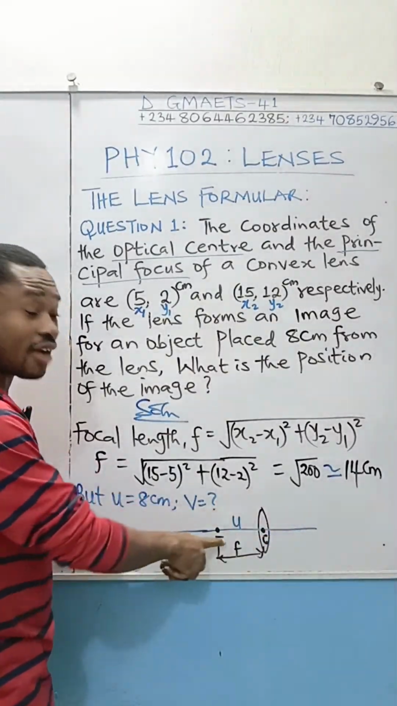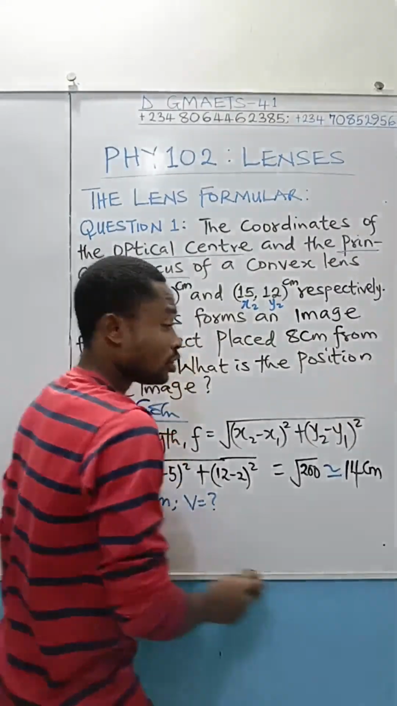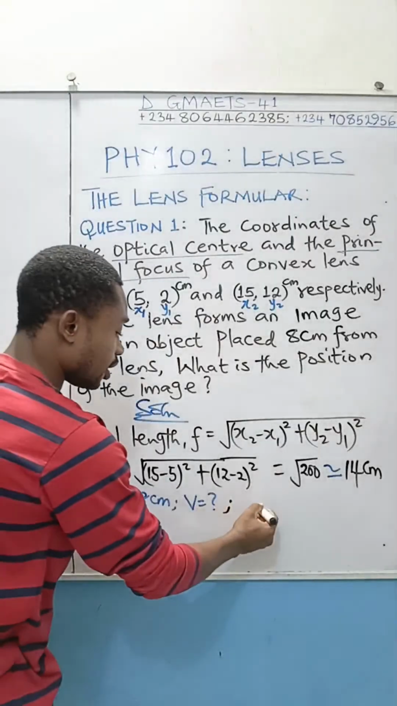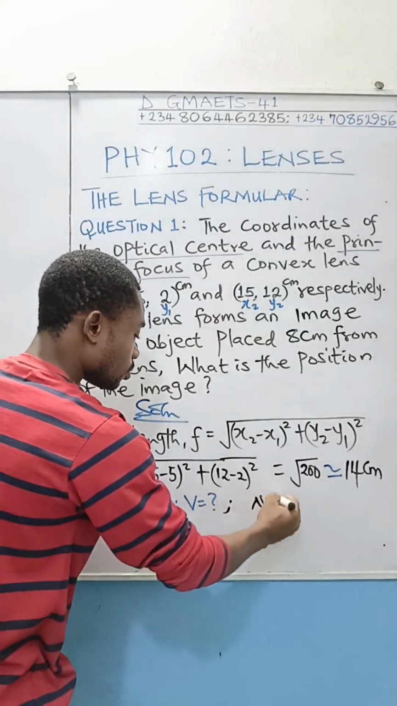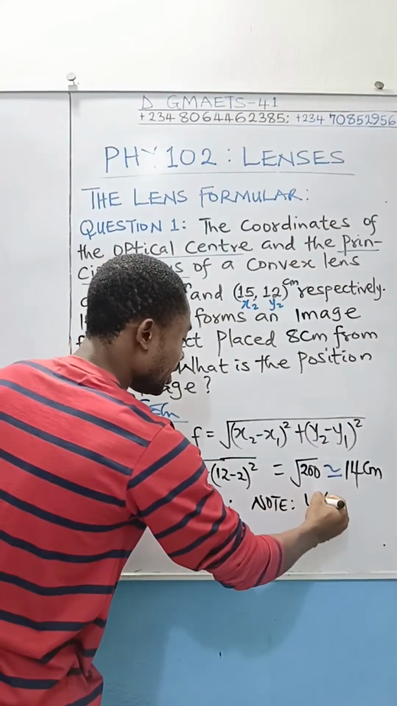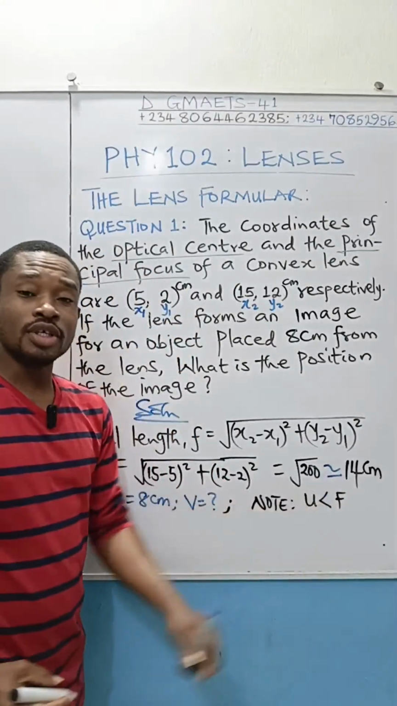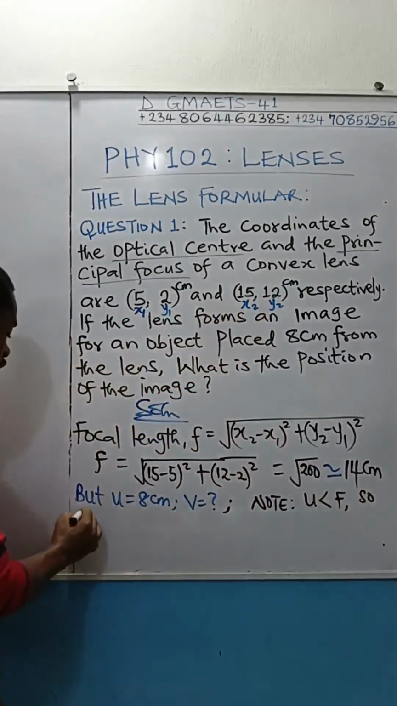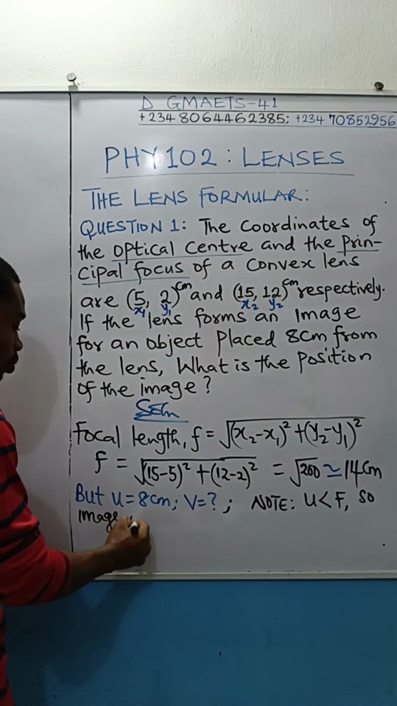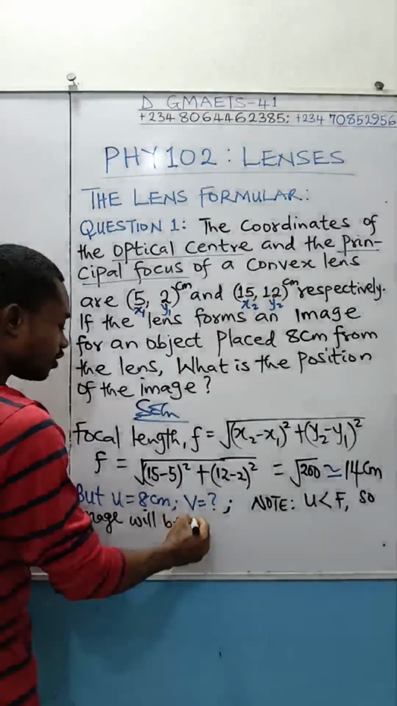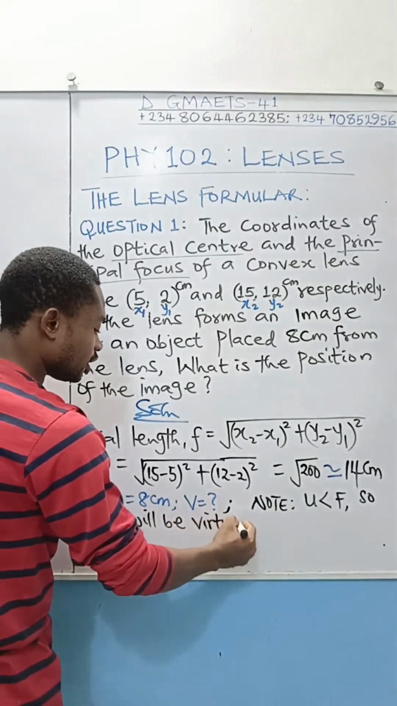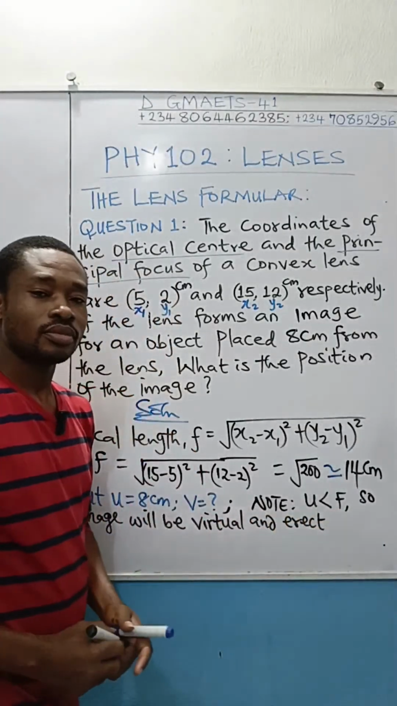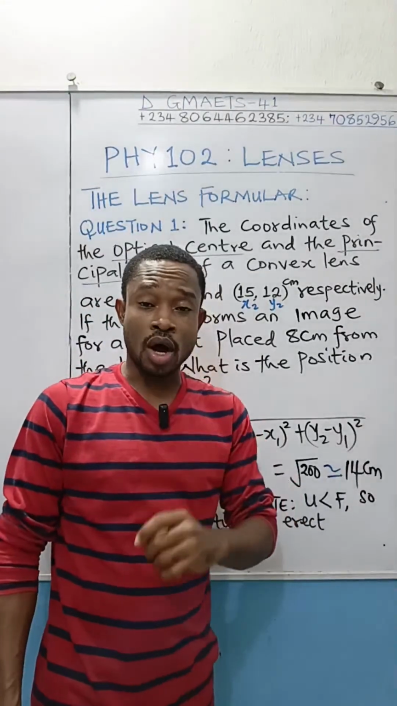Let's wipe this now. I have explained the implication of this. I will use mathematical representation now. I'm going to write something here. Note, U is less than F. So the image will be virtual and erect. Virtual and what? Erect.